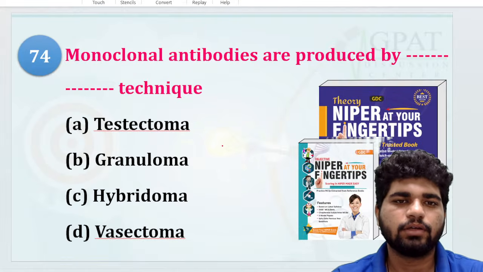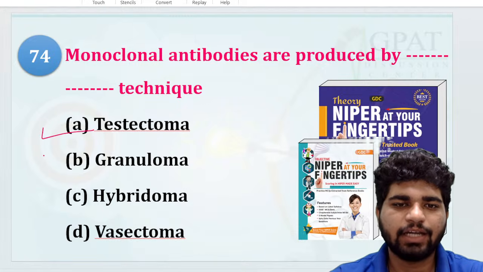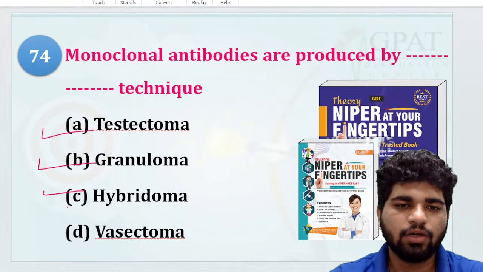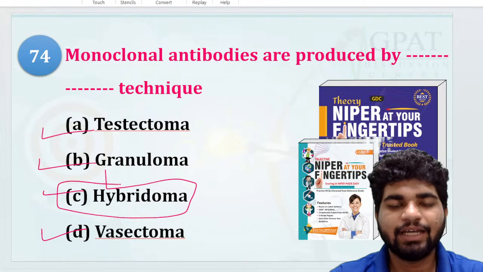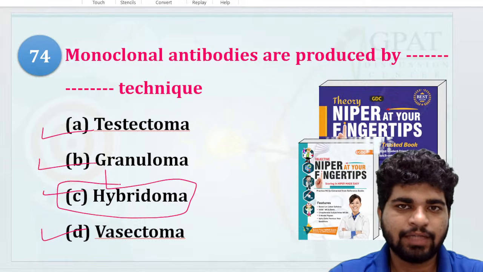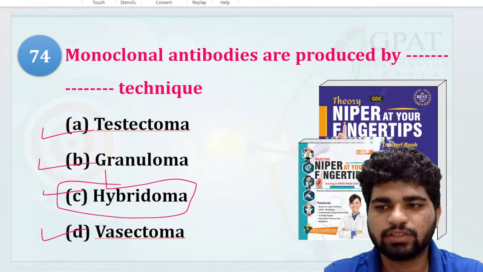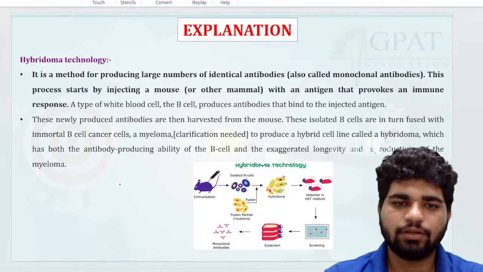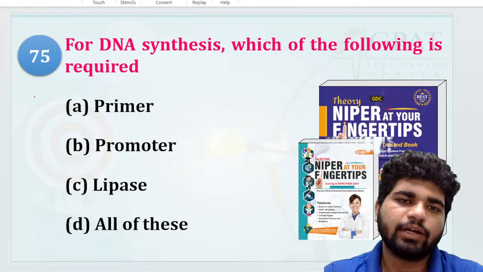Okay. Monoclonal antibodies are produced by which technique? Testectoma technique, granuloma technique, hybridoma technique, or vasectoma technique. Obviously, that would be your hybridoma technique, right? Where mice are used and the myeloma cells are fused along with the antibody-producing cells, so that monoclonal antibody is produced over there, right? So hybridoma technology.